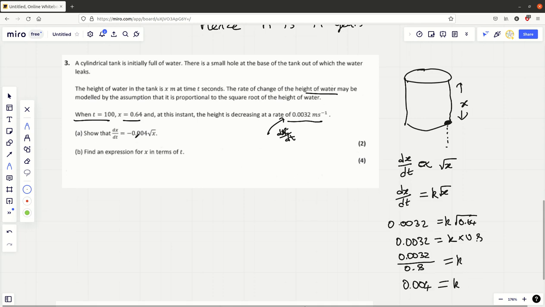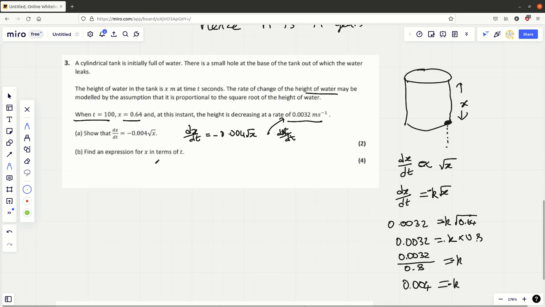Okay, the one thing they have got is a negative here, and that's because it's decreasing, so I'm just going to sneak that into my working. Stick that into your working all the way through, just to represent the fact that it's decreasing, and you can now say, hence, dx by dt is minus 0.004 root x.